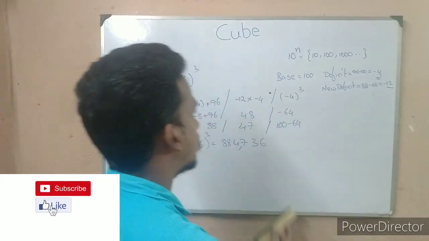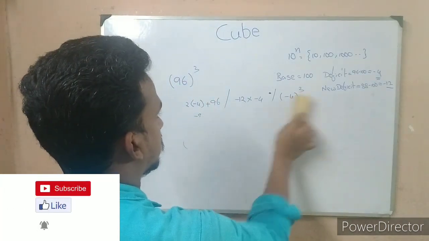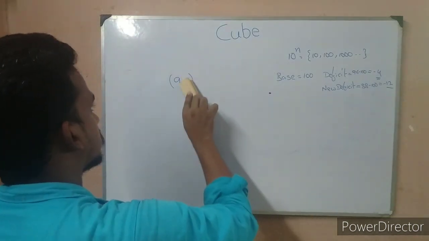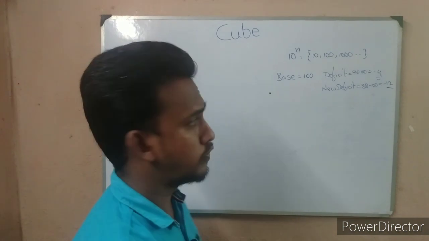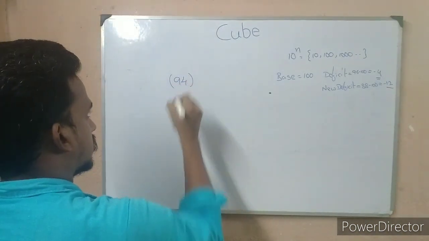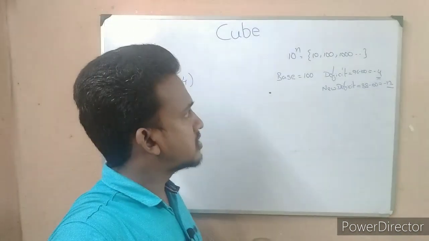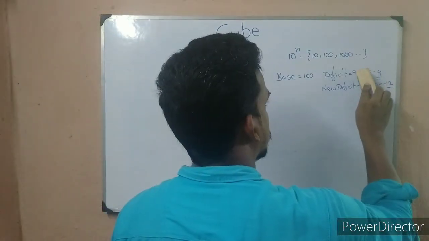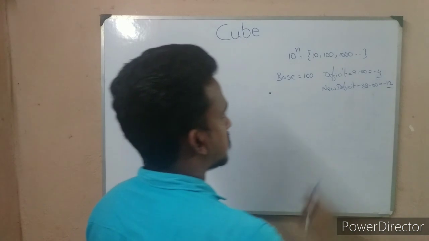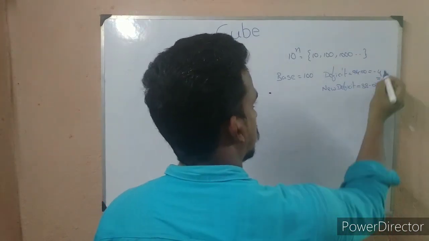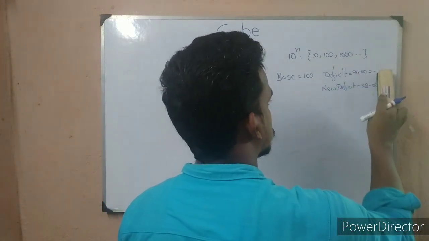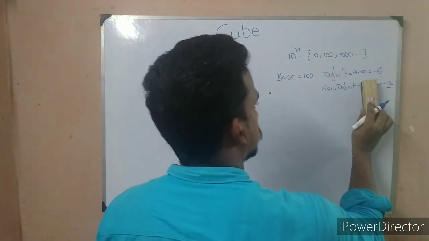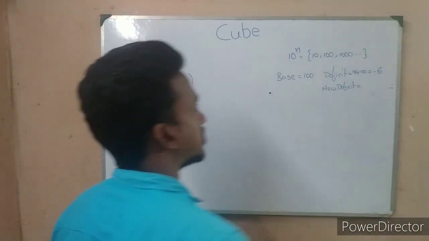Let's check another example. Our next number is 94. The base will be 100 only, but the deficit will change. As we have taken 94, the deficit will become minus 6, so the new deficit will also change.